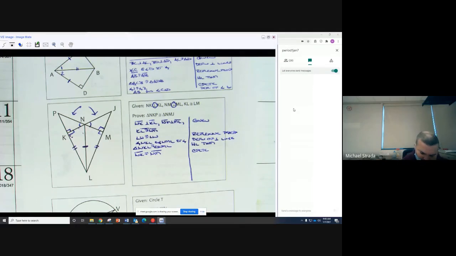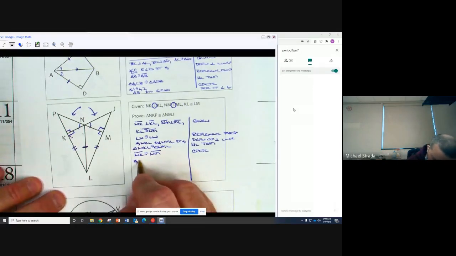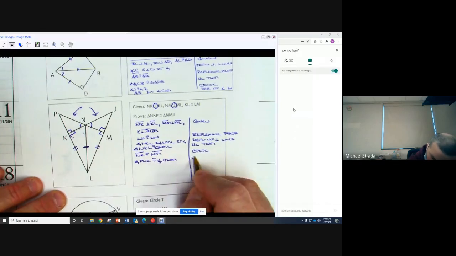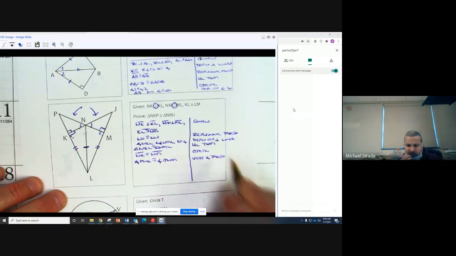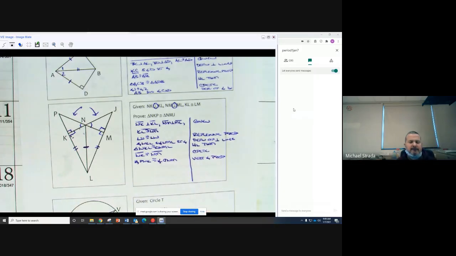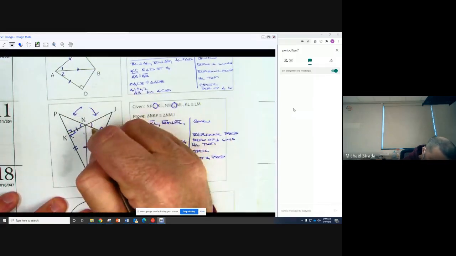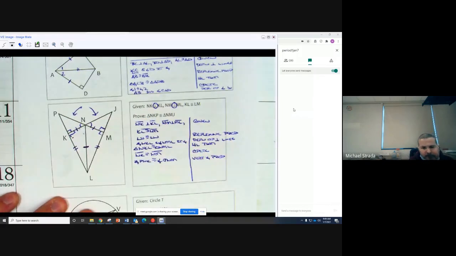All right. Angle PNK is congruent to angle JNM. Vertical angle property. All things we've done all year, you just got to recall them. Okay. All right.